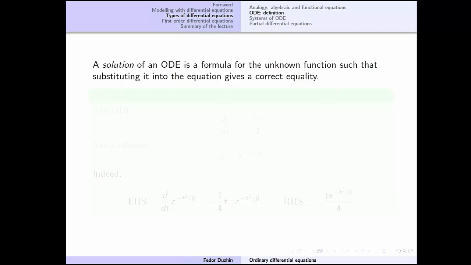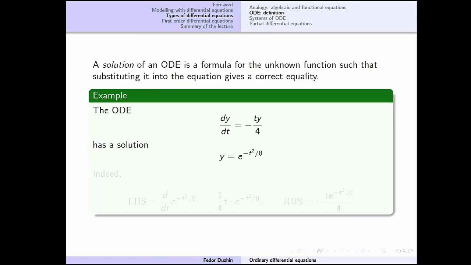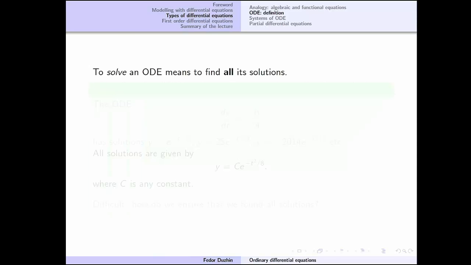Okay, so further, a solution of an ordinary differential equation is something that you substitute as the unknown function, and then you get a true, correct equality. So here is an example. The point being is that it is very easy to verify that something is a solution of a given differential equation. You just let y be this formula, and then you compute the left-hand side and the right-hand side and see that they are equal. Then the solution as a noun is that.